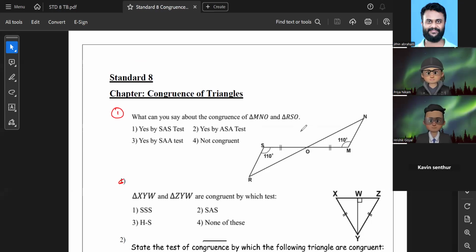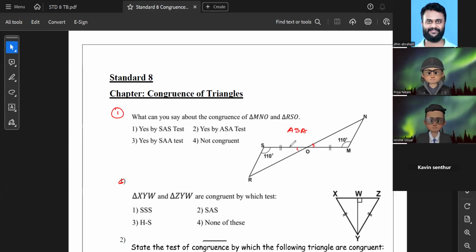Not congruent. Very good. It's the same logic, my dear children. They are not congruent. Why? You'll say, sir, this is congruent. I can see this angle is matching with this angle, this side is matching with this side, this angle is also matching. So by ASA test, they are congruent. Yes, you're absolutely correct. By the ASA test they are congruent.